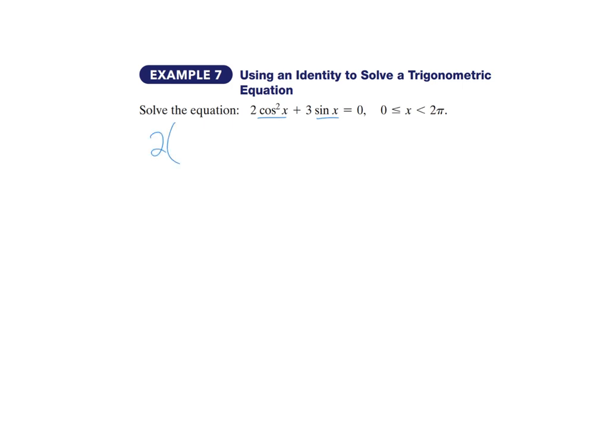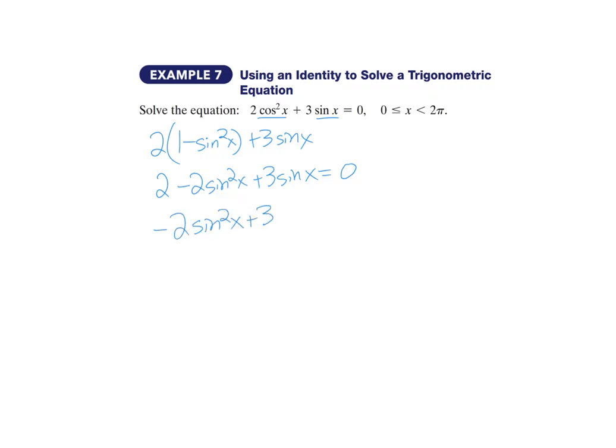And so what I'm going to do is I'm going to change cosine squared to 1 minus sine squared of x plus 3 sine of x. And that gives me 2 minus 2 sine squared of x plus 3 sine of x, and that equals 0. Okay, so I'm going to rewrite this so it looks more like quadratic form. I'm not going to use the u substitution on this one. And this will factor to become 2 sine of x plus 1. Oh, one step before that.